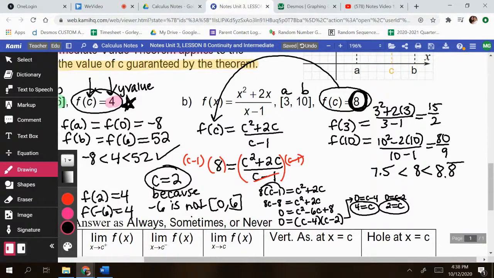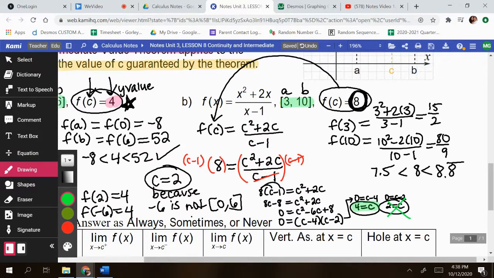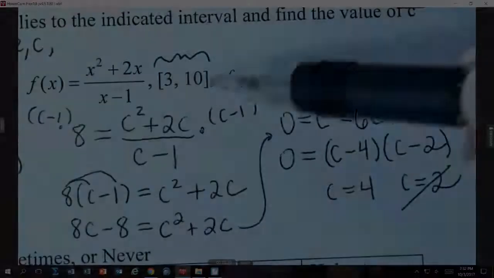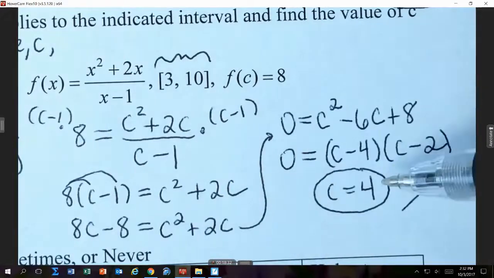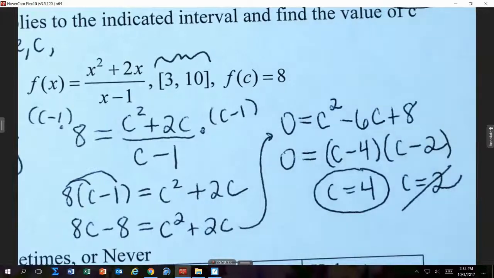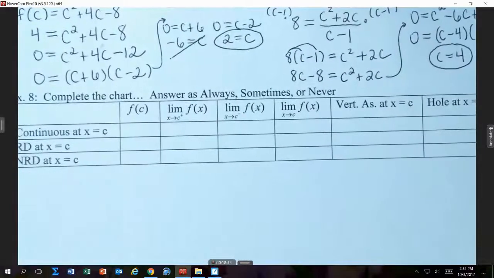Well, we're working on our interval from 3 to 10. The number 4 is between the x values 3 and 10, but 2 is not. So I'd have to exclude that from my answer. It's just going to end up being c equals 4. Okay, so 4 is the c value that I can plug into my equation that lies within this interval. That will give me a y output of 8. That's it.